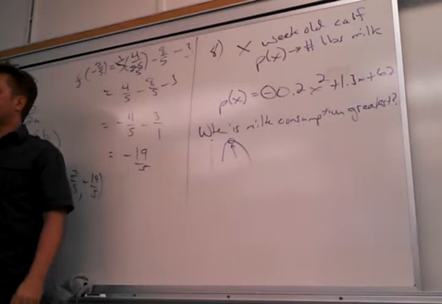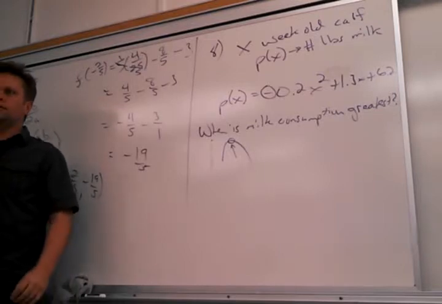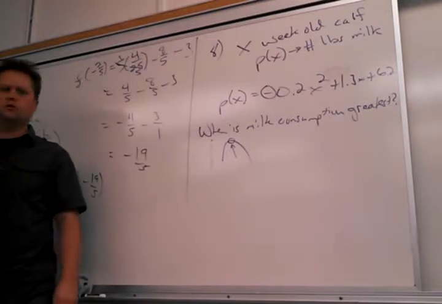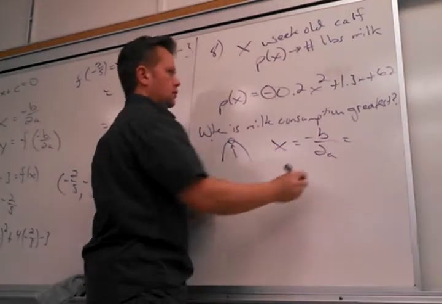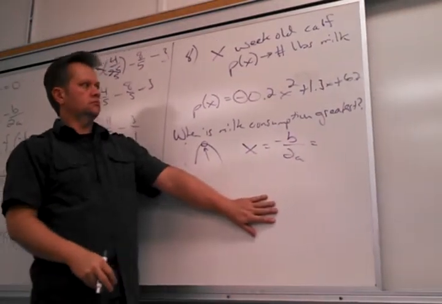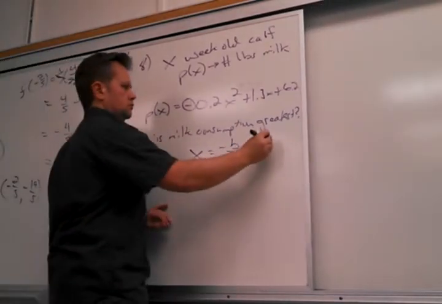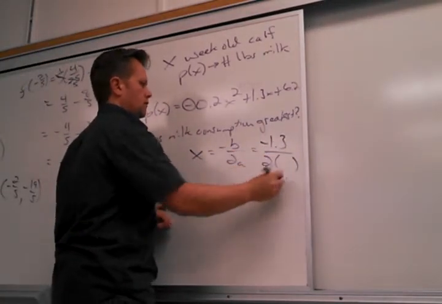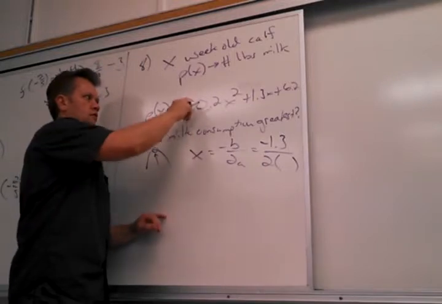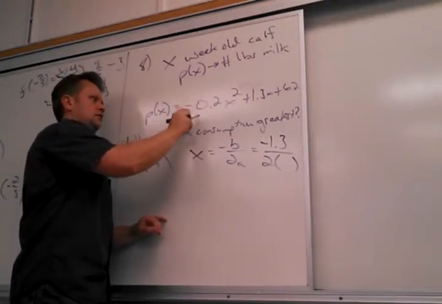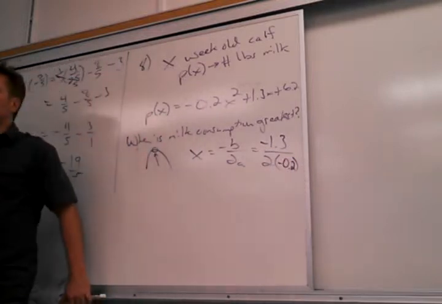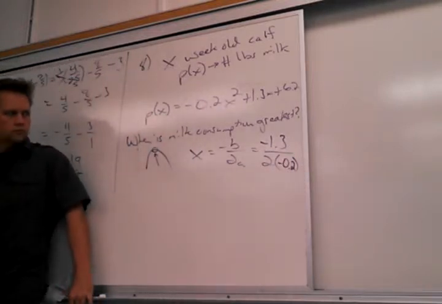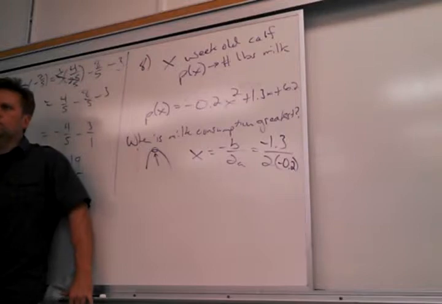So find the vertex, two-step process. You first do negative b over 2a. What's b? 1.3. What's a? Negative 0.2. All right, looks like 3.25.